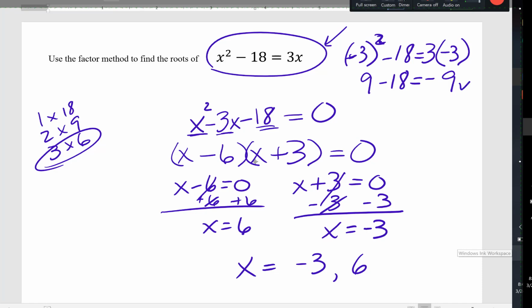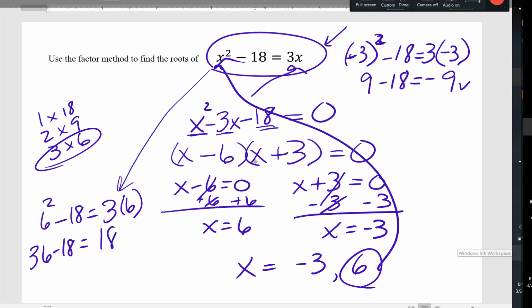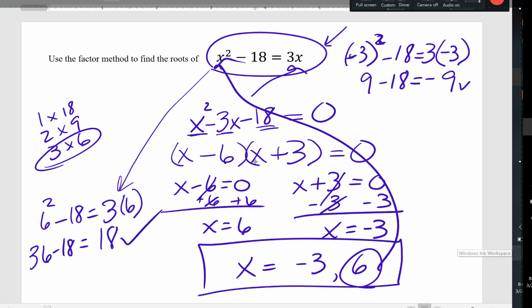Negative 3 is a root of this equation. If I try 6 down here, 6 squared minus 18 is supposed to equal 3 times 6. I just put 6 in for x. That gives me 36 minus 18 is equal to 18, and that's true. So negative 3 and 6 are the roots of this quadratic. They actually work in the equation. They are the solutions of the equation, and we solved it by factoring.